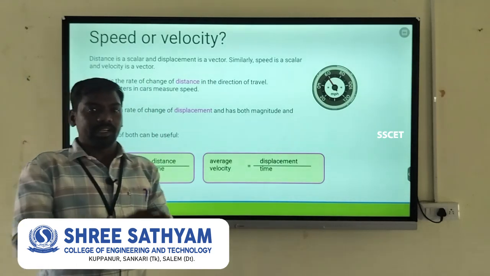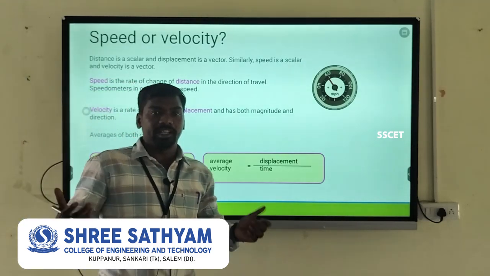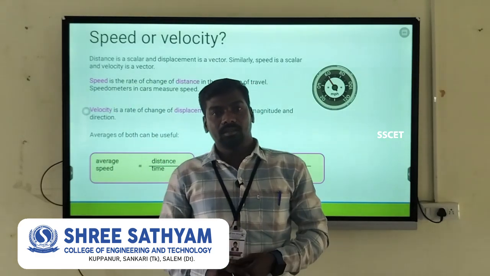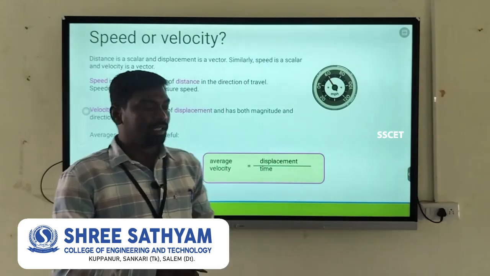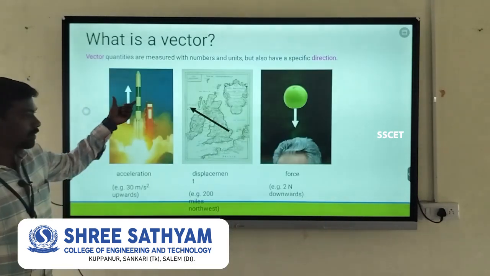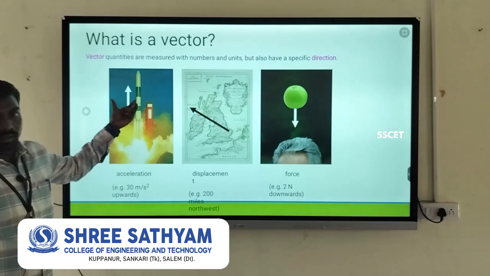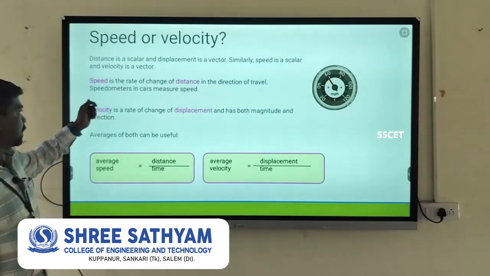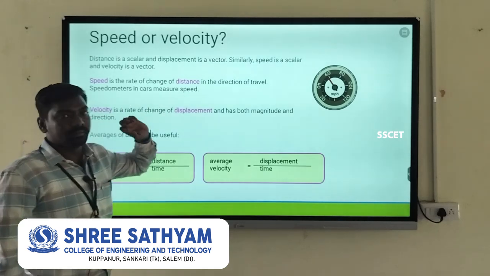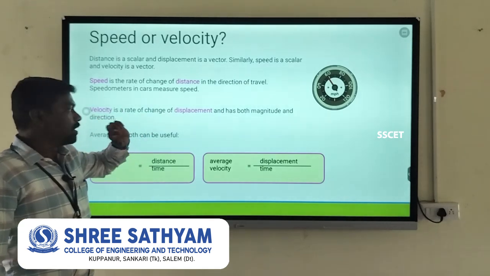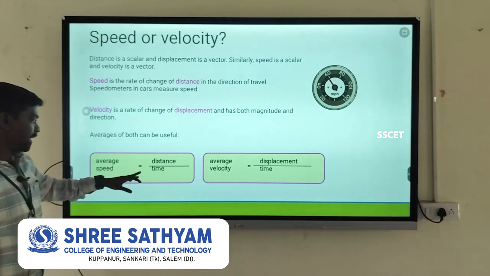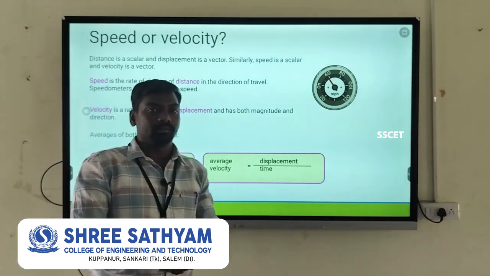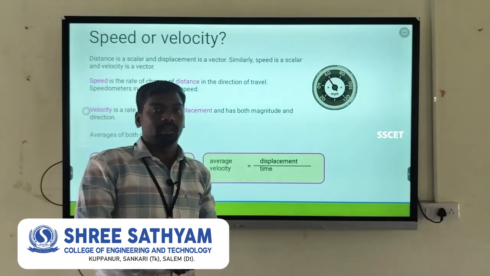How do we measure speed in the automobile industry, in a bike, car, bus, flight, anything? The speedometer in the car measures the speed. Average speed equals distance by time, the ratio between distance and time. It is called speed.